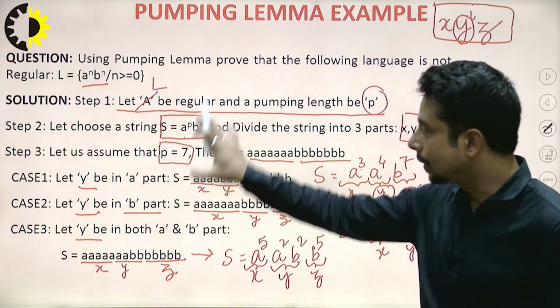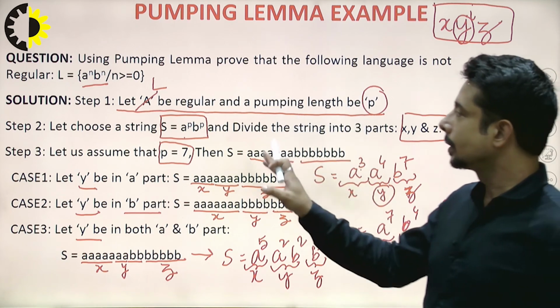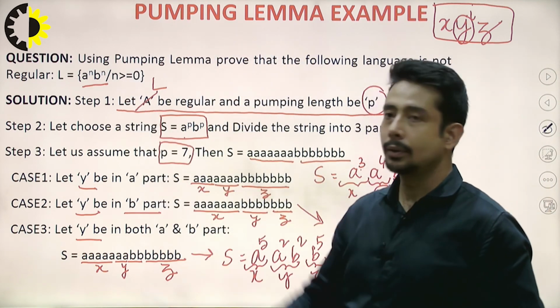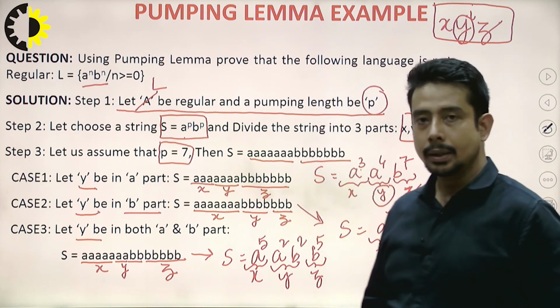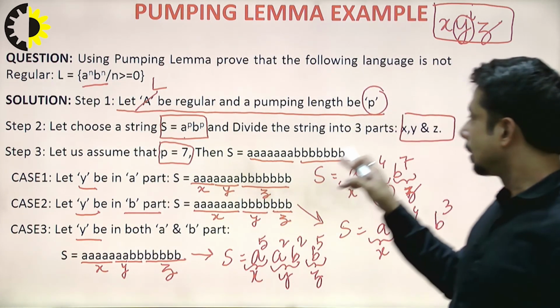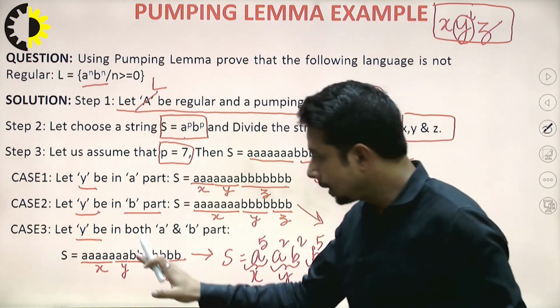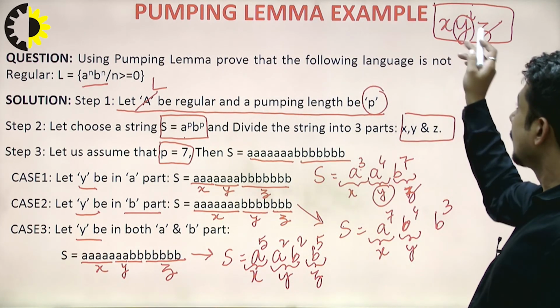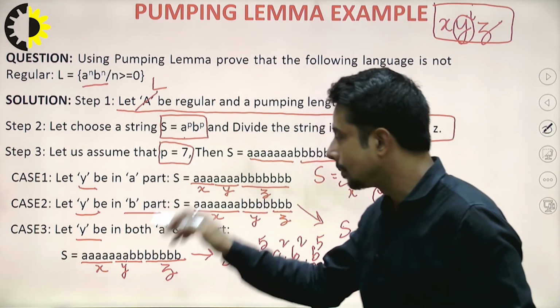And this is the way of dealing with pumping lemma questions. First, you need to assume that the language is regular, in an optimistic way. Then I have to choose a pumping length. Then I have to divide this particular string into 3 parts x, y, z. In this scenario I have to take 3 cases. Why? Because y contains a variable, and I have taken y first in a, then in b, and then both in a and b.